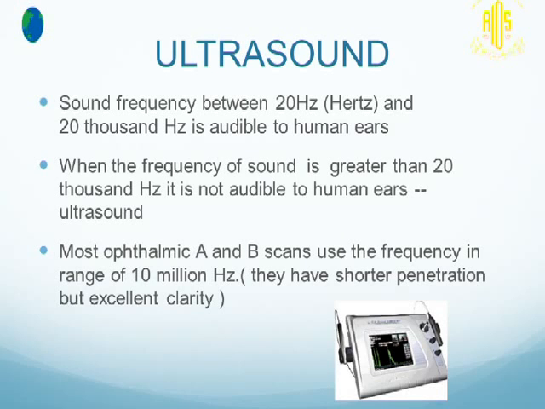Sound frequency between 20 Hz and 20,000 Hz is audible to the human ear. When the frequency of sound is greater than 20,000 Hz, it is not audible to the human ear. We call it ultrasound. Most of our A-scans and B-scans use a frequency in the range of 10 million Hz, where the penetration will be a little shorter, but we have excellent quality.